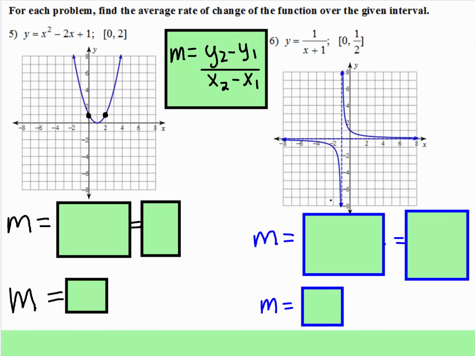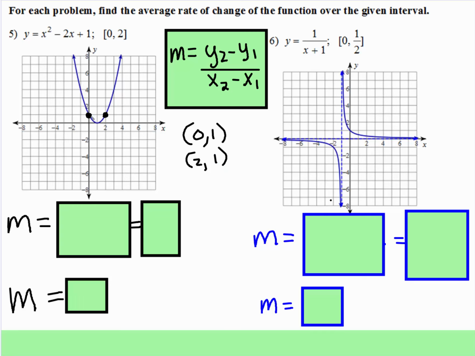Well, to find slope, you need your y values. So you're going to take each one of those x values and plug them into the function. When you plug 0 into this function, you get 1, so one of the points is 0, 1. That makes sense right here. Then you plug 2 into the function: 2 squared is 4, minus 2 times 2 is 4. When you plug 2 in, you also get a height of 1.